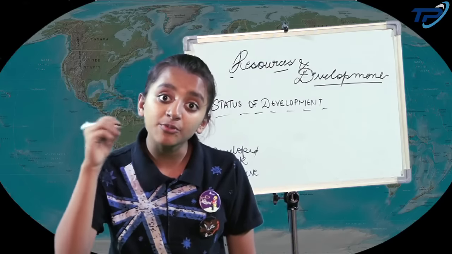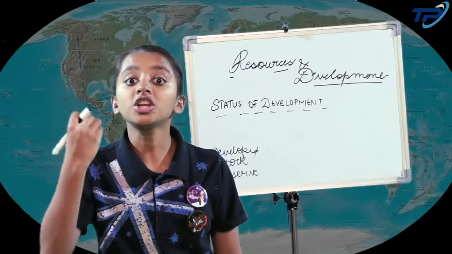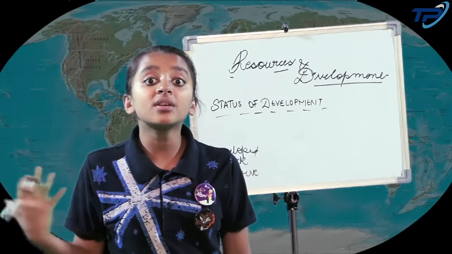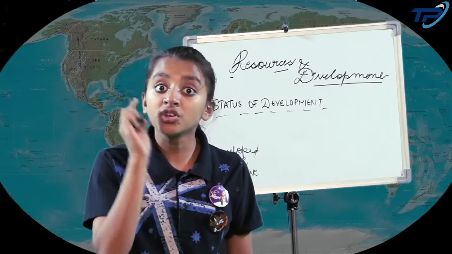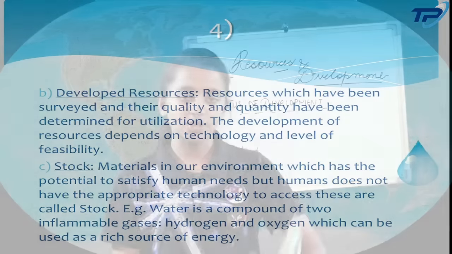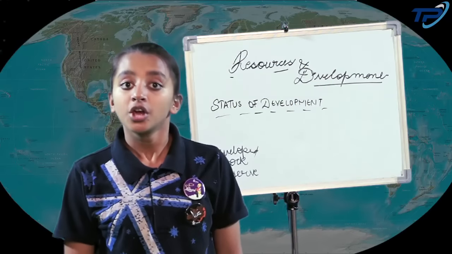So the resources have been surveyed. That means how much solar energy could be derived, what money would be provided to them, what money would I earn, what would be the benefits for the people. So resources have been surveyed and their quality and quantity has been determined for utilization.